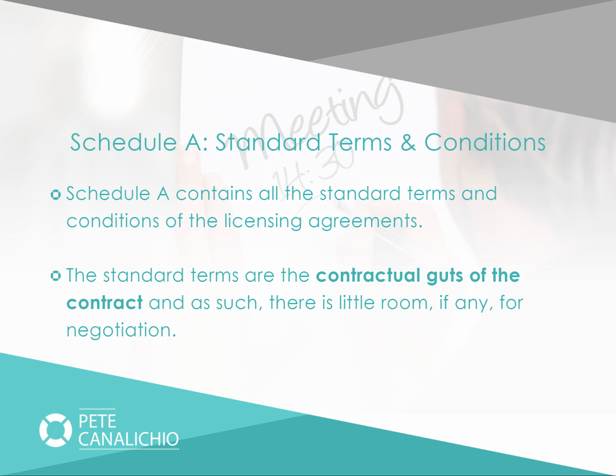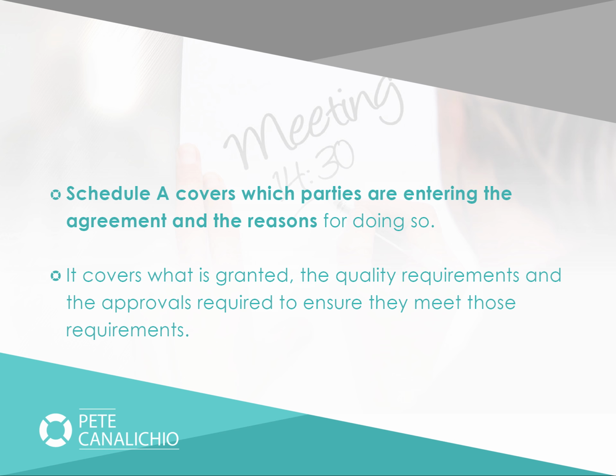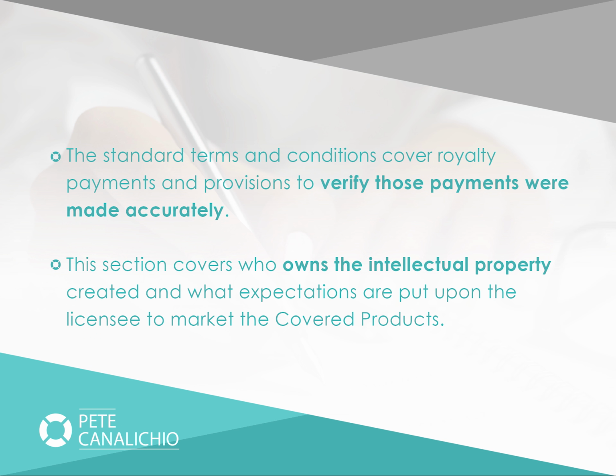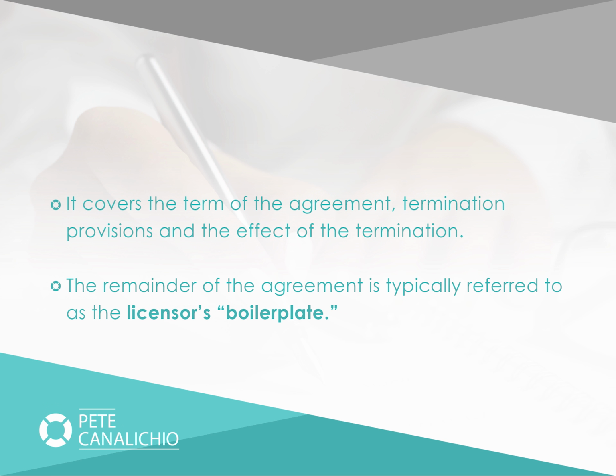The standard terms are the contractual guts of the contract, and as such, there is little room, if any, for negotiation. Schedule A covers which parties are entering the agreement and the reasons for doing so. It covers what is granted, the quality requirements, and the approvals required to ensure that they meet those requirements. The standard terms and conditions cover royalty payments and provisions to verify those payments were made accurately. This section covers who owns the intellectual property created and what expectations are put upon the licensee to market the covered products. It covers the term of the agreement, termination provisions, and the effect of the termination.